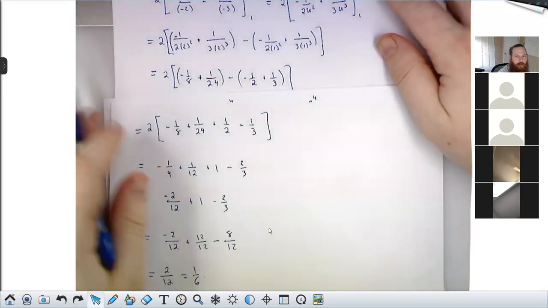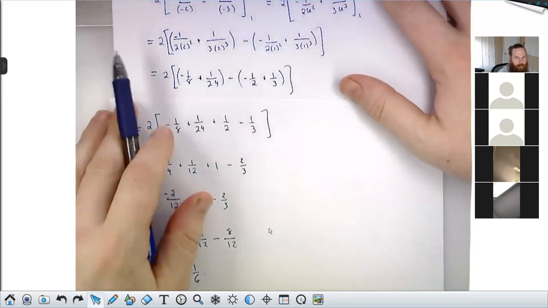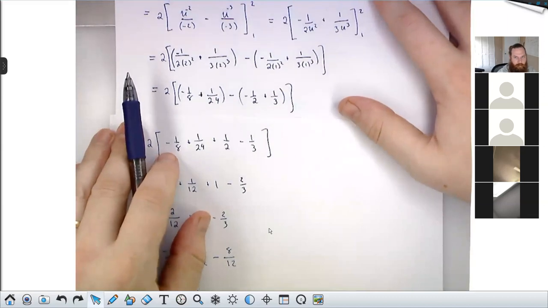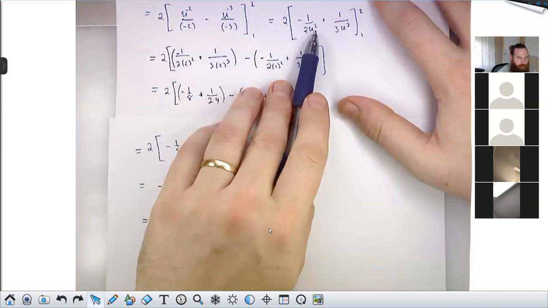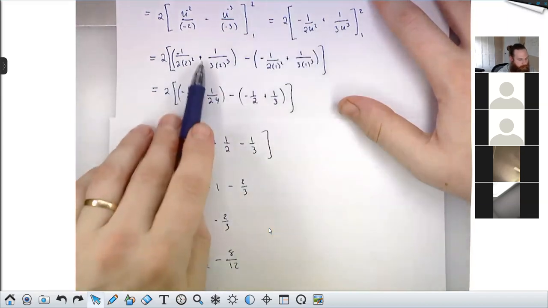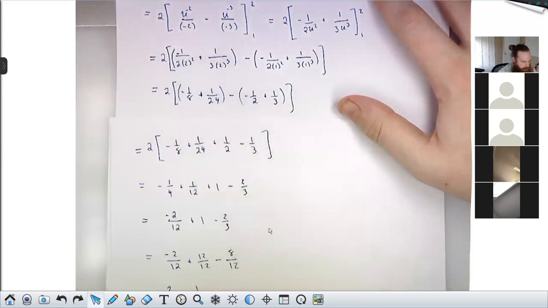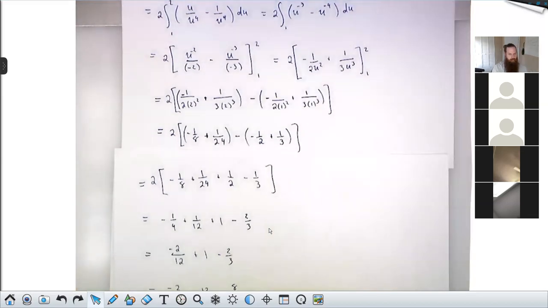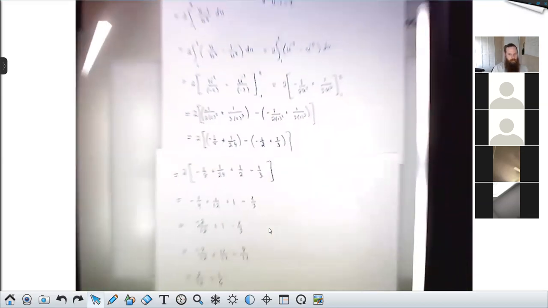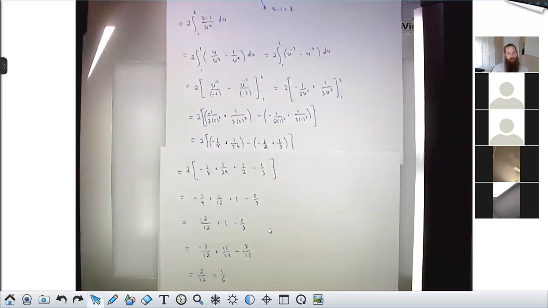Did I lose a negative somewhere? I think I distributed the negatives. Let's see. So this minus became a plus here. Okay, good. Yeah, I fixed it here, right? I originally wrote this as a minus, it should be a plus. Okay, yeah, so I think we're good.